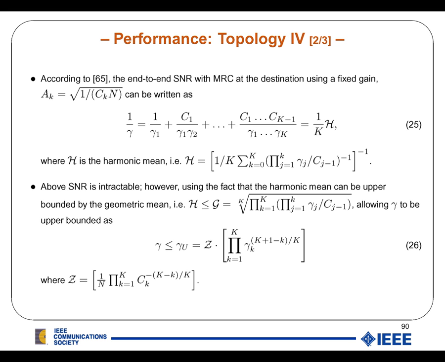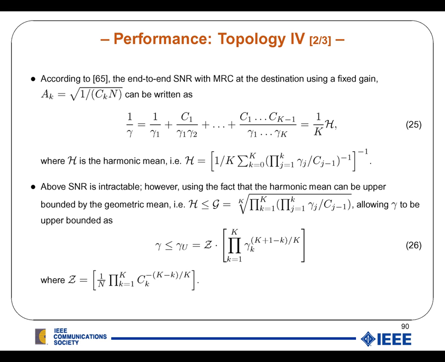In particular, the author of 65 realized that the end-to-end signal-to-noise ratio can be expressed in terms of a harmonic mean, which is given right here. Gamma 1 is the signal-to-noise ratio of the first hop. That is gamma 2 of the second hop. The coefficient C had been given before, and it turns out that that expression here can be expressed in very closed form right here. Now it turns out that that signal-to-noise ratio expression is fairly intractable.